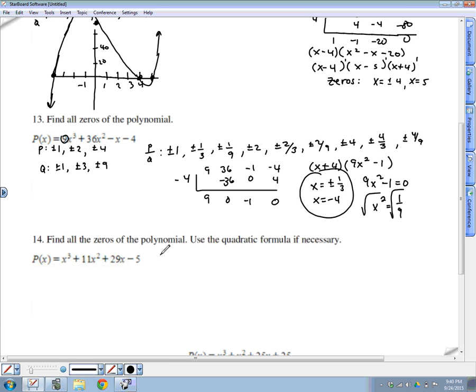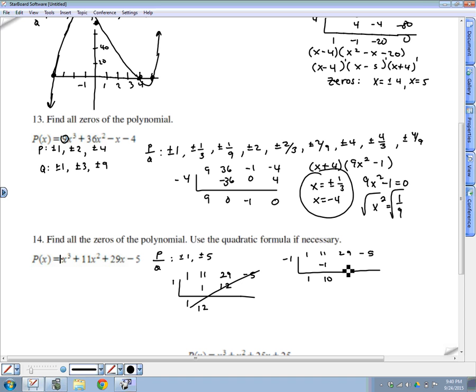Okay, question 14, more of the same, and again, p over q, since q is just 1, if you take out the factors of p and divide by q, which is just 1, then essentially the p over q list is just the p list, which is plus or minus 1, plus or minus 5. So, we try 1 here. This is not looking good. We try -1. Not looking good either.